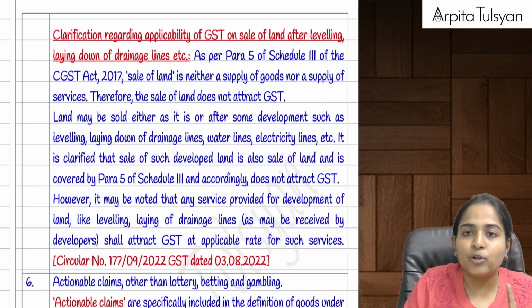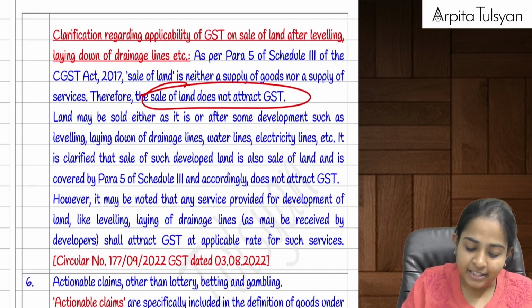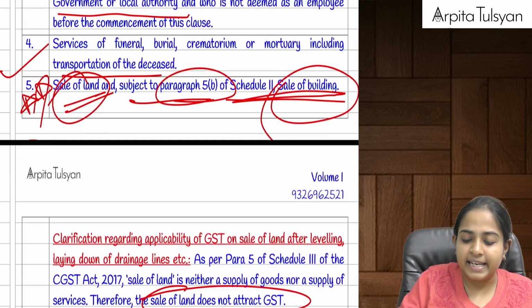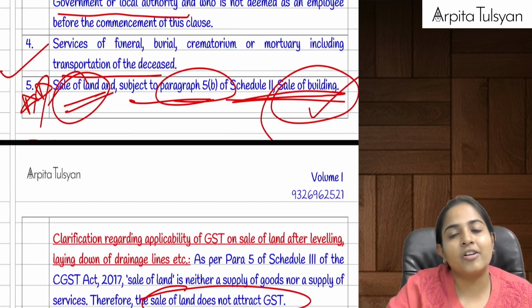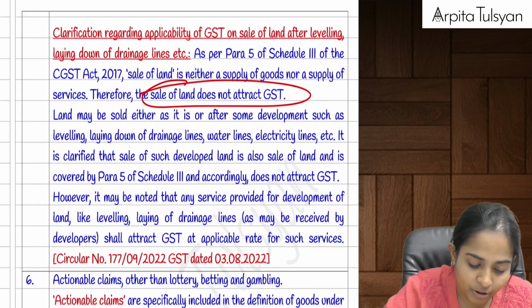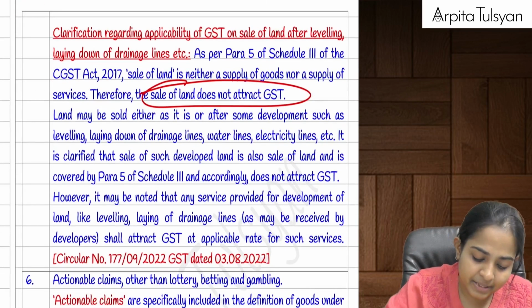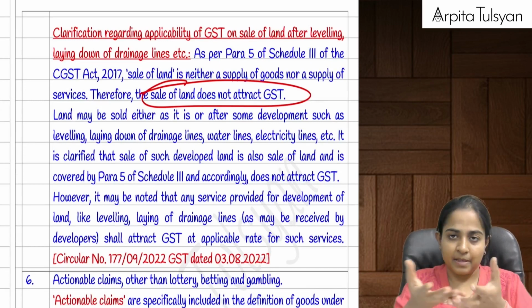Yes. So one thing to be remembered here, everyone. The first thing to be remembered here is that sale of land does not attract GST. Another thing is, in case of sale of building, if the entire consideration is received afterwards, then in that case there is no GST applicable on the same. Sometimes it can so happen that there is a piece of land.